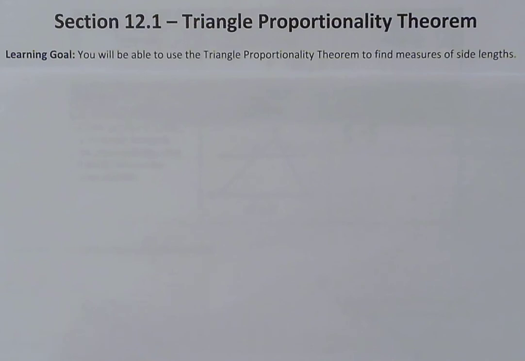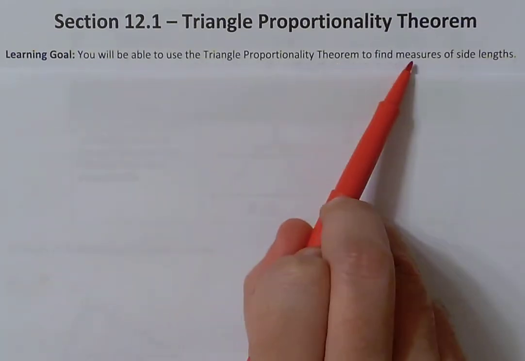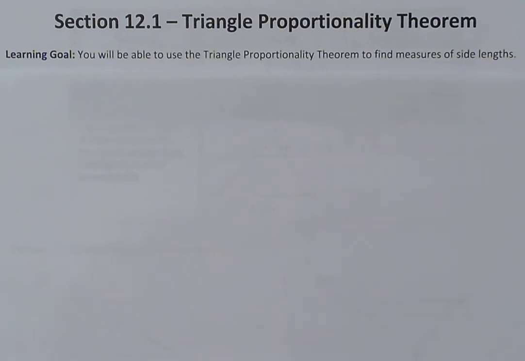For today's lesson, we're going to be talking about section 12.1, which is going to deal with the Triangle Proportionality Theorem. Now, for today's lesson, you have one learning goal: you will be able to use the Triangle Proportionality Theorem to find measures of side lengths. So we're going to talk about the Triangle Proportionality Theorem, then use that theorem to help us find the length of segments, and then also use the converse of it to prove that two lines are parallel. So, with that said, let's go ahead and get into our lesson for today.